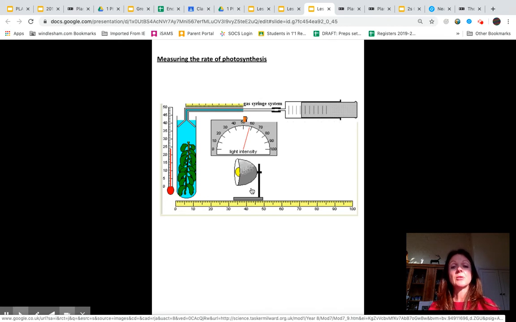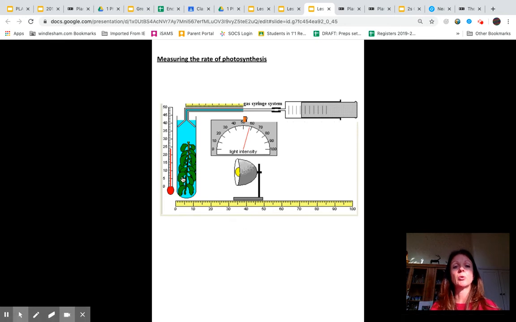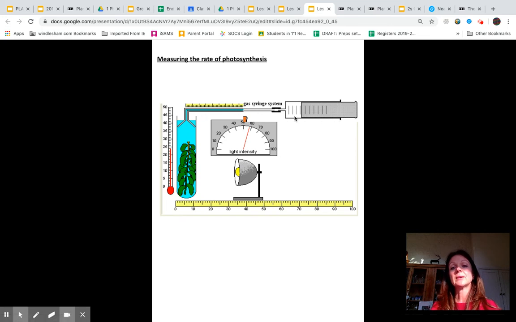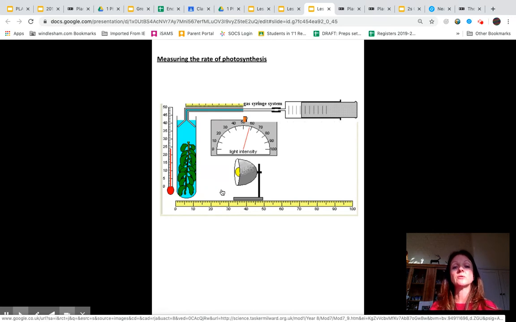You can see here the light is again at a specific distance. This one looks like it's, difficult to tell there, but about 40 centimetres away from the pondweed. It will produce the oxygen here, which will travel up through this delivery tube and be collected in a gas syringe. So as more gas is collected, this plunger part here will move backwards, and you'll be able to measure the volume of gas collected in a certain period of time, depending on how close you've got the light.